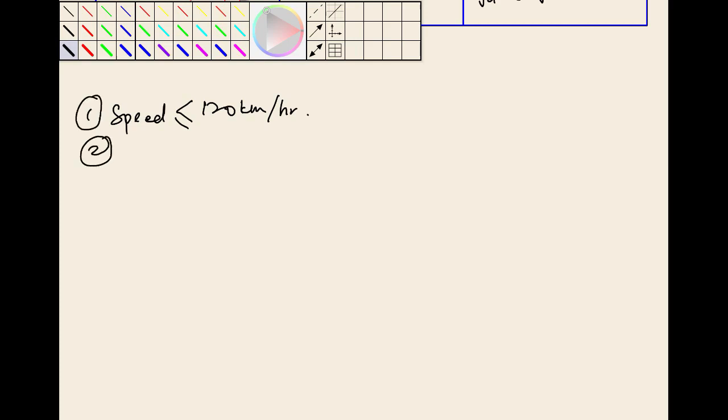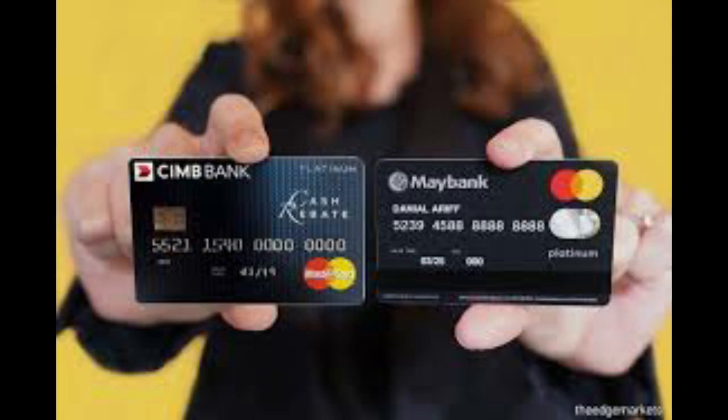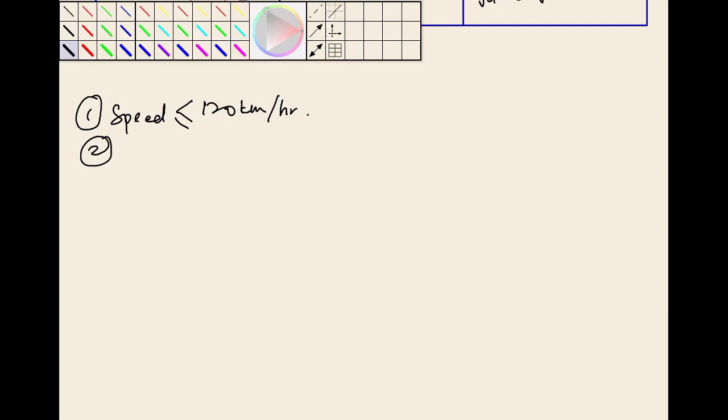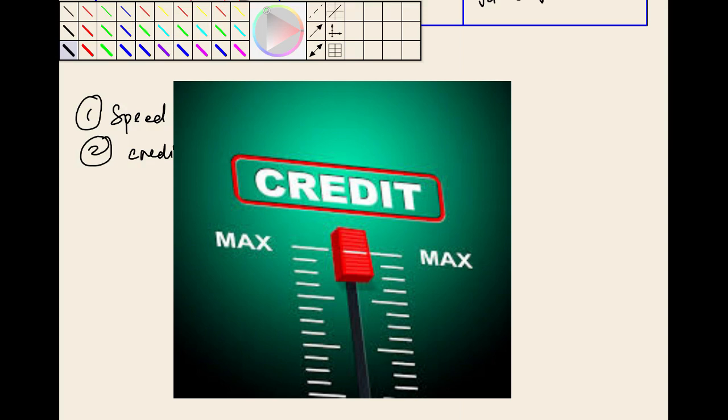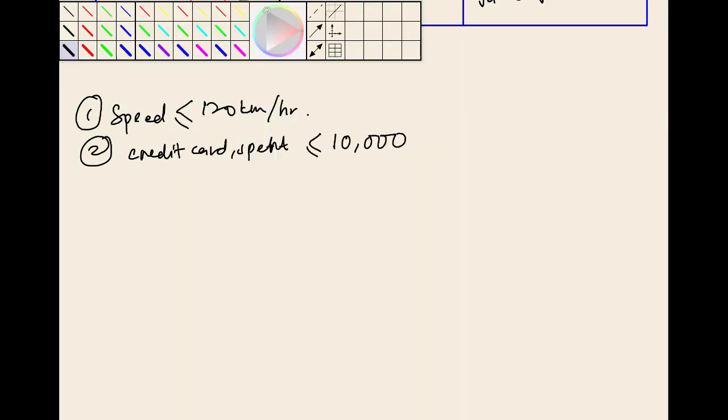Second inequality, for example, credit card. If a person uses a credit card, there is a limit. So maximum spend, you have a credit limit. Okay, for example, it depends on your salary. So you have to spend less than or equal to 10,000. So that is your credit limit.